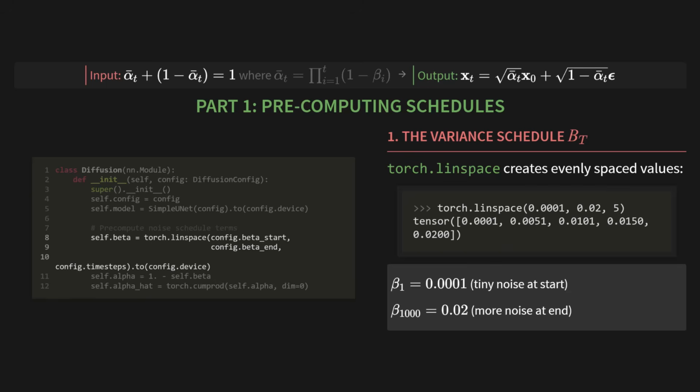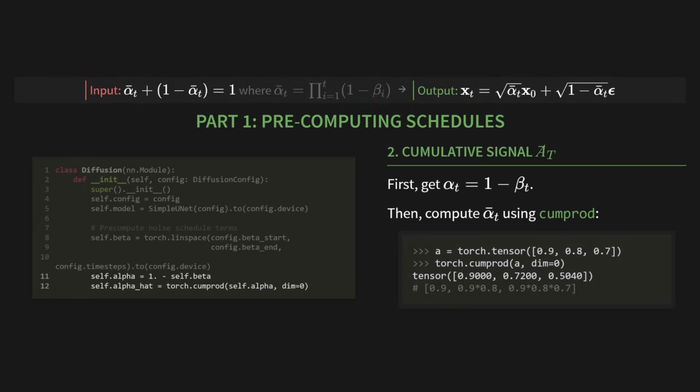Next up, we need that cumulative signal, alpha bar sub t. This is a two-step process. First, we get alpha sub t, which is just a simple 1 minus beta. Easy enough. Then we compute alpha bar sub t using the magical torch.cumprod function. This is perfect for our needs. You can see in the little example here, if you give it a tensor like 0.9, 0.8, 0.7, it calculates the cumulative product. First 0.9, then 0.9 times 0.8, then that result times 0.7. It's exactly the definition of alpha bar. So we pre-compute beta, alpha, and alpha hat, which is just our code name for alpha bar, and store them.